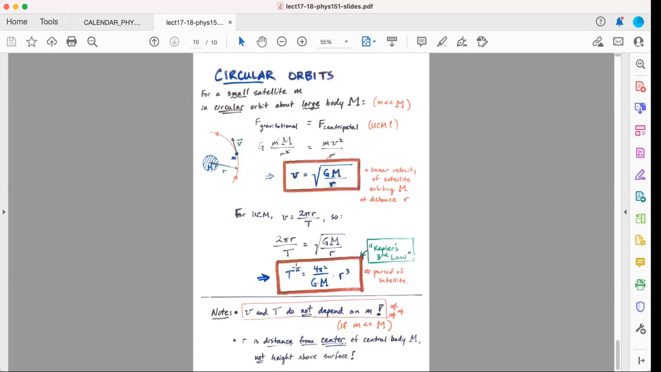So as you see from these two equations, when we are speaking about a satellite, the velocity of the satellite and the period, so the time that it takes the satellite to go around our planet, do not depend on the mass of the object, but they only depend on the distance from the center of our planet, okay?